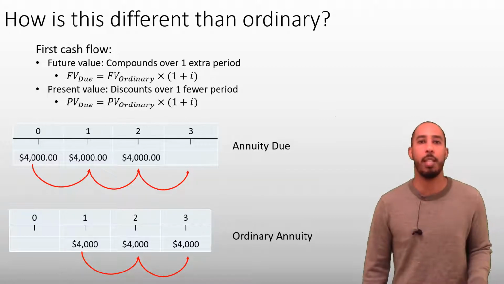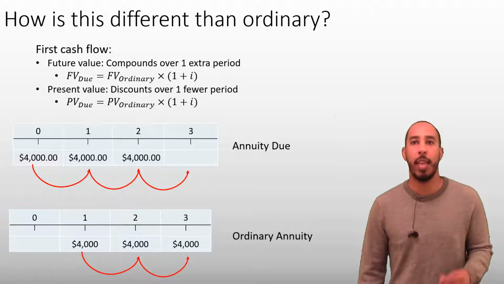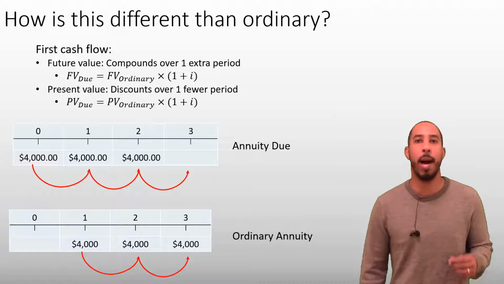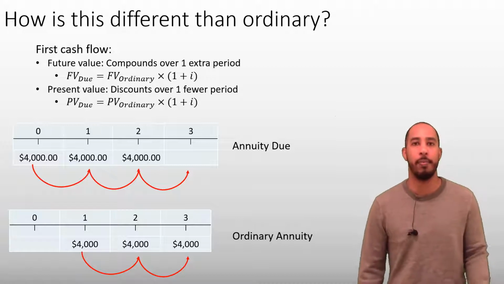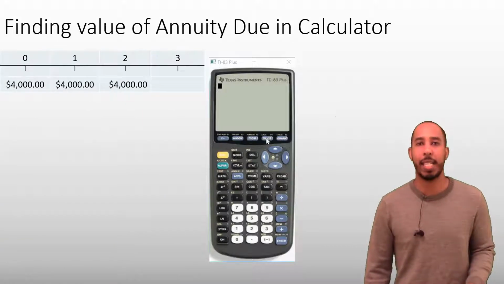If we look at the formulas here for both present and future value for annuity due, we can see that we simply adjust the ordinary annuity value by compounding one more period. That is, we multiply the ordinary annuity value by 1 plus the interest rate. We can adjust for this very easily in both the calculator and Excel.